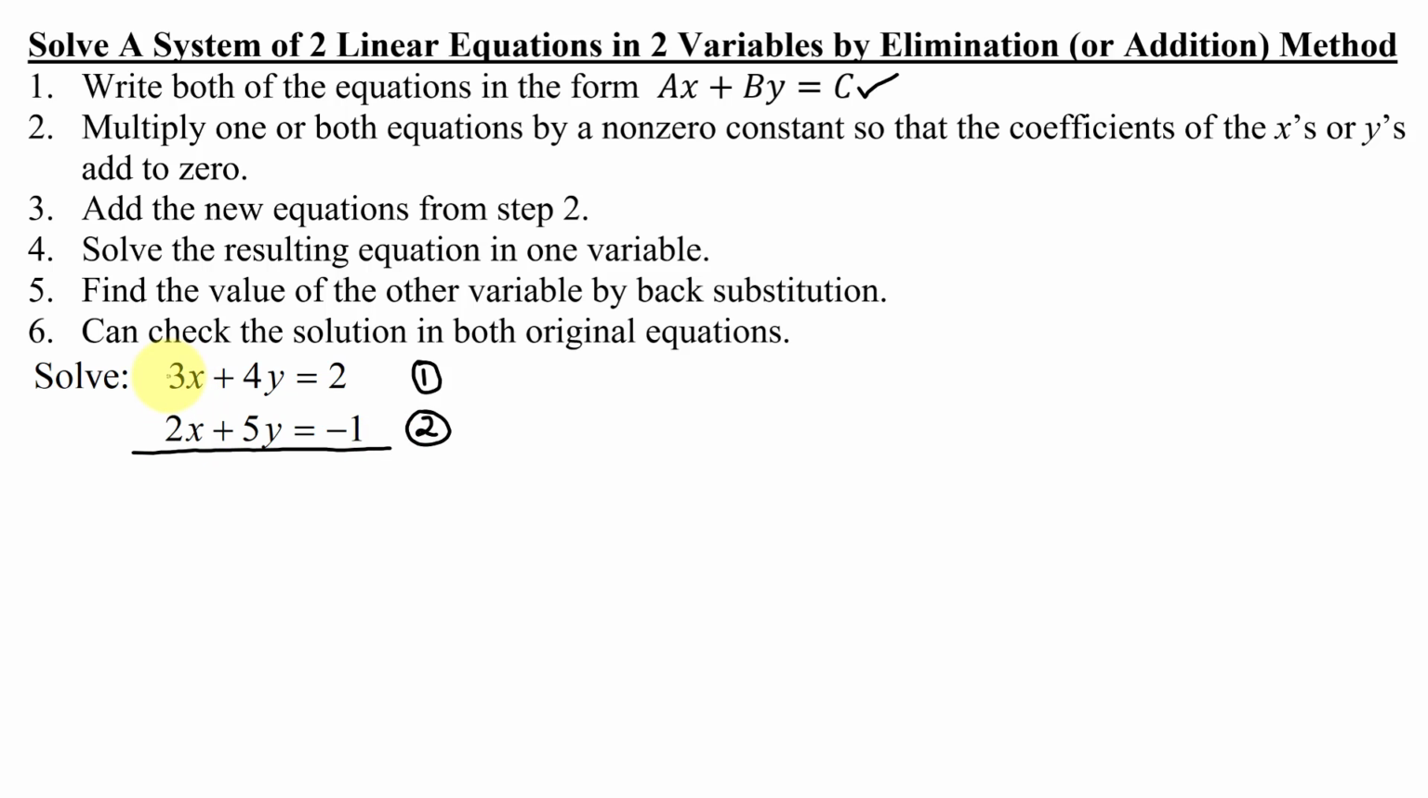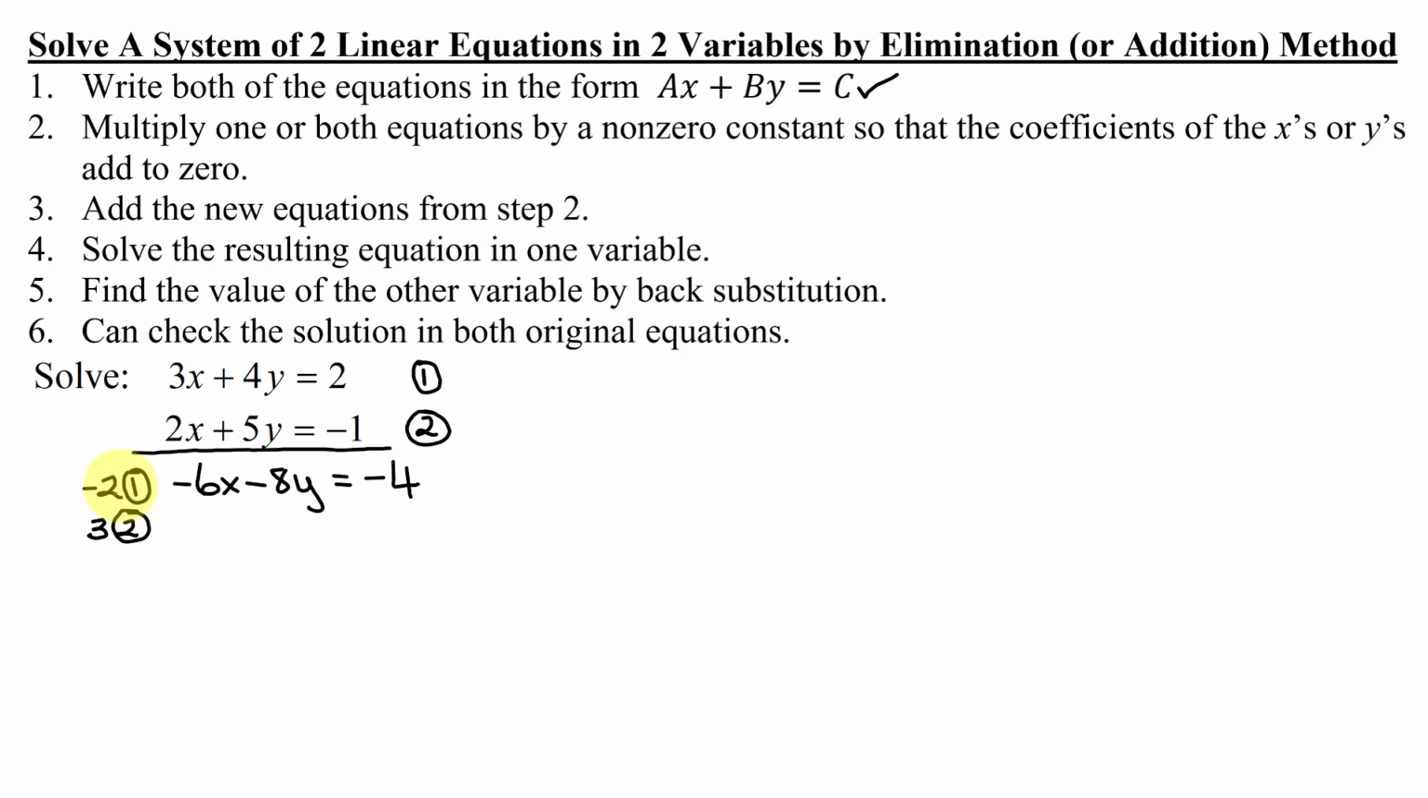No. So I am going to multiply equation 1 by negative 2. And that will give me negative 2 times 3x is negative 6x. Negative 2 times positive 4y is going to give me negative 8y equals negative 2 times positive 2 is negative 4. So now I have one of the coefficients as negative 6. So now I need a positive 6 for equation 2.